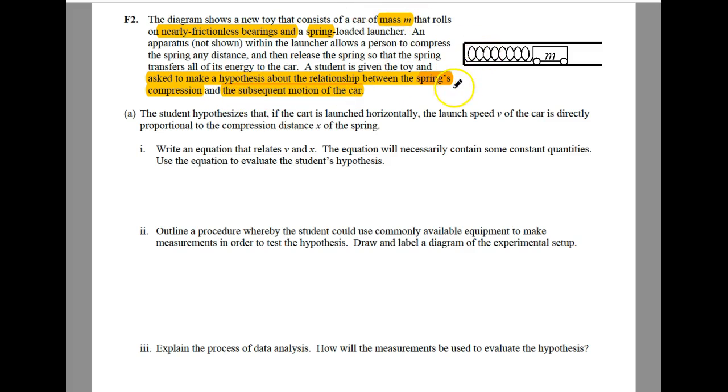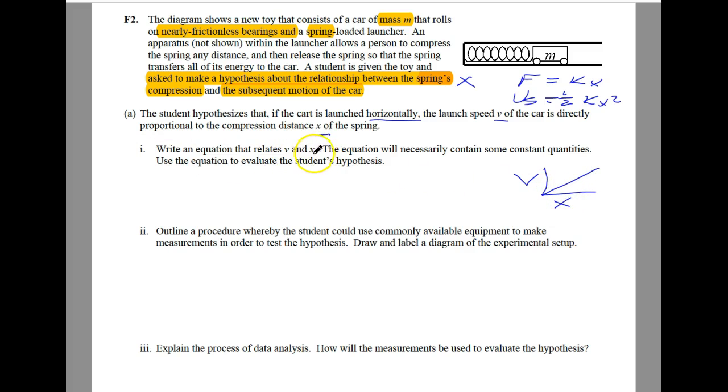So spring compression, you know that's going to be x in the equation F is equal to kx, or if you're doing energy, the energy of the spring is equal to 1/2 kx squared. So obviously we're going to need to know something about the k value here. The student hypothesizes that if the cart is launched horizontally, there's another important part, the launch speed of the car is directly proportional to the compression distance of the spring. So what they're saying then is v would be proportional to x. So if you plotted those two things, you would get a straight line that looks like that.